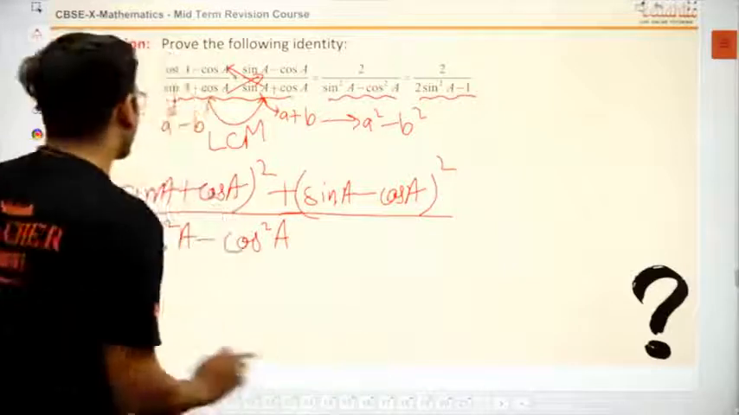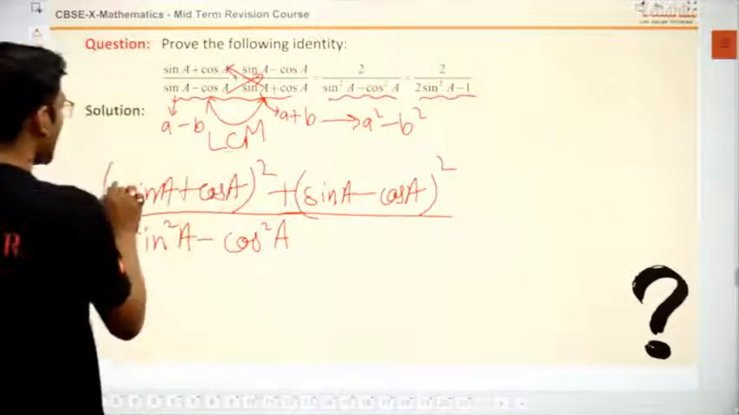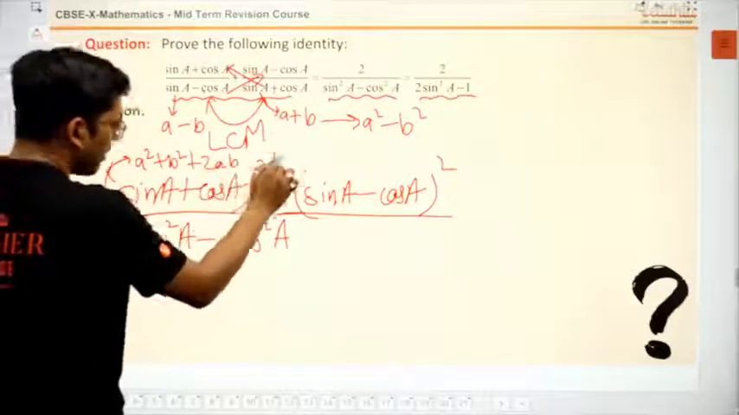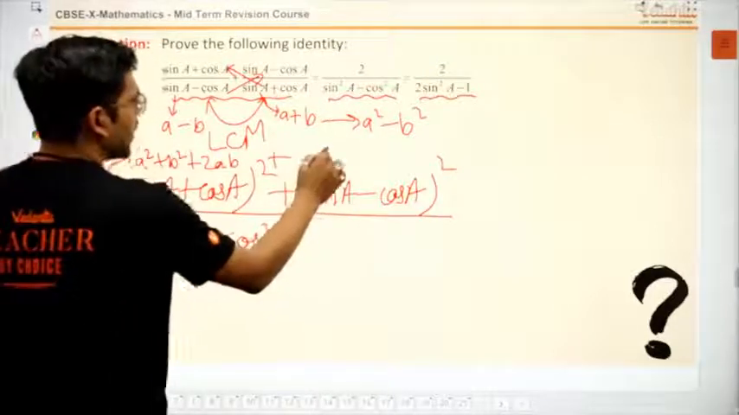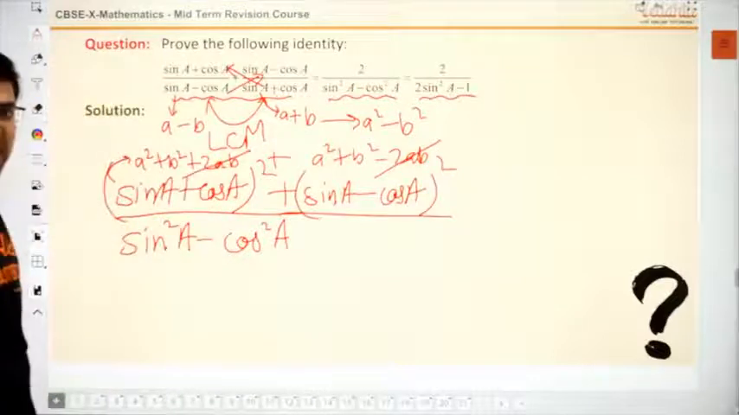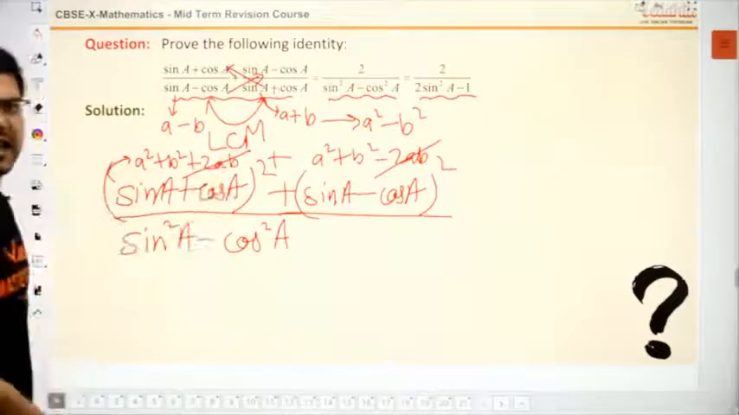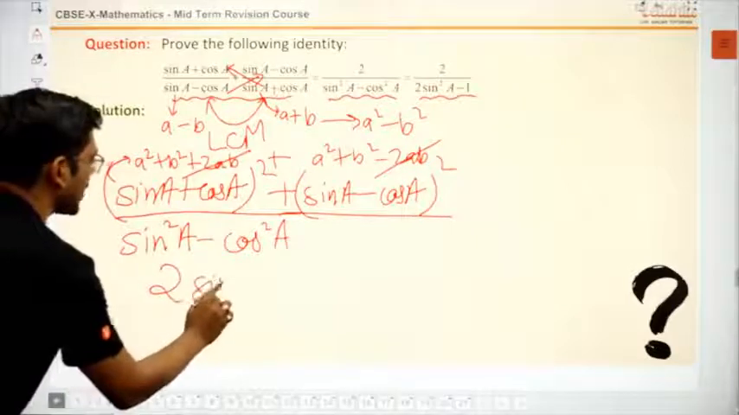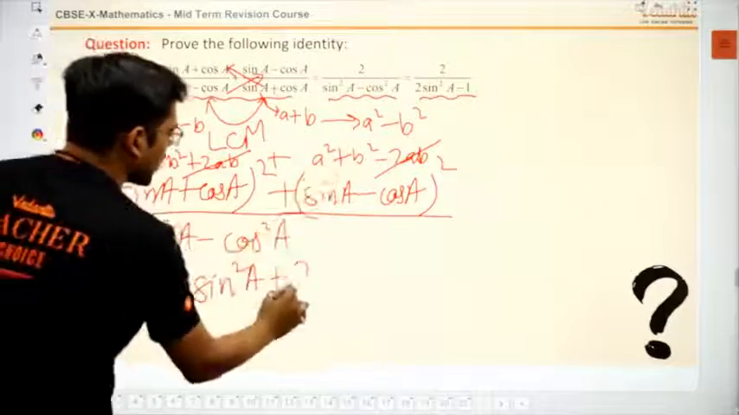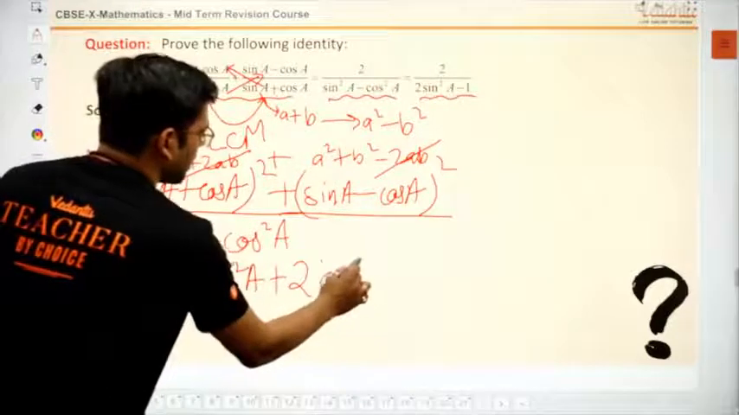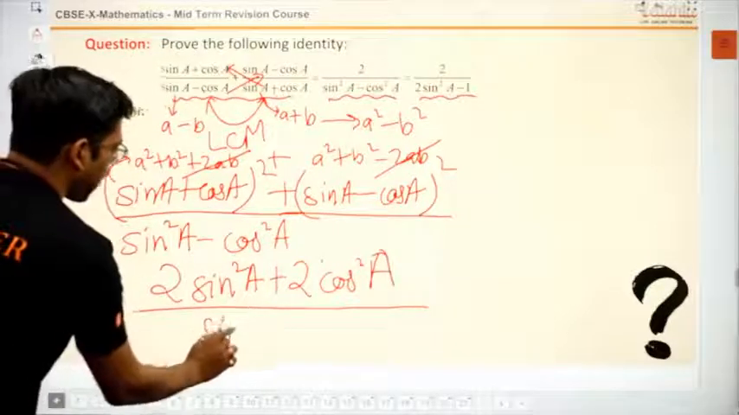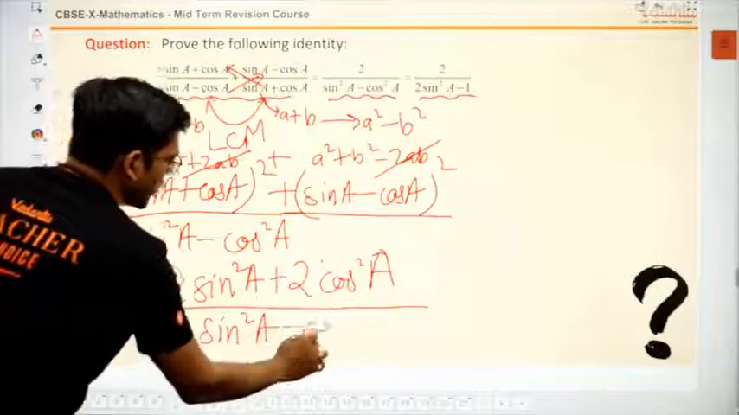Now you get it very correctly. I won't write it, I am just giving you a hint. A square plus b square plus 2ab, and here a minus b whole square: a square plus b square minus 2ab. The minus 2ab and plus 2ab cancel. A square plus a square, what will be the answer? 2a square, that means 2 sin square a, plus b square plus b square, 2 cos square a, divided by sin square a minus cos square a.